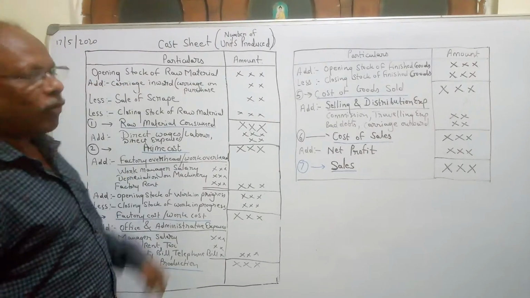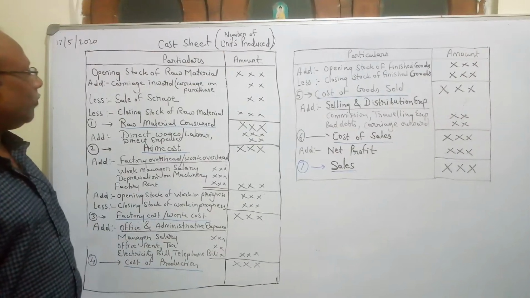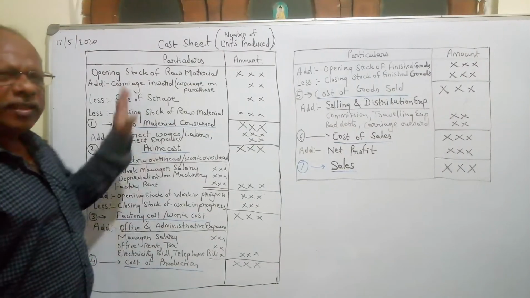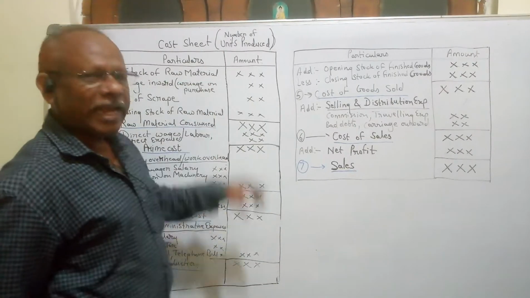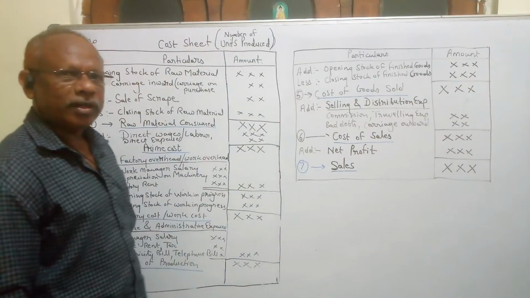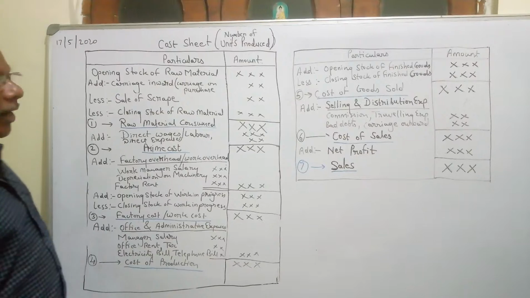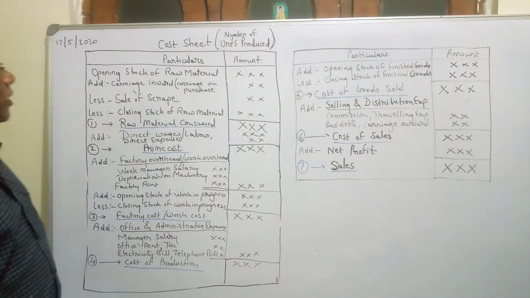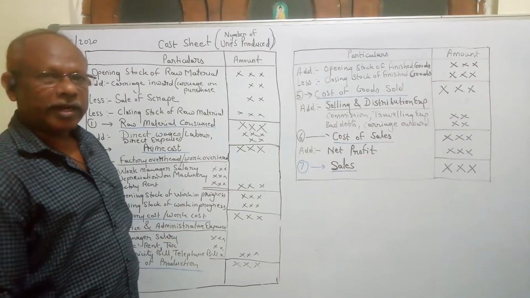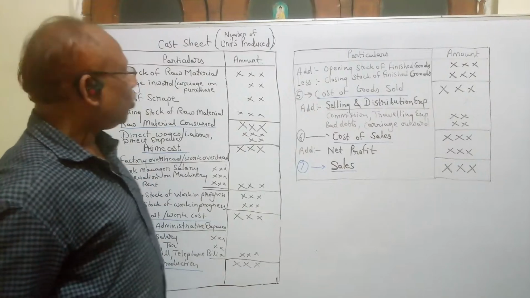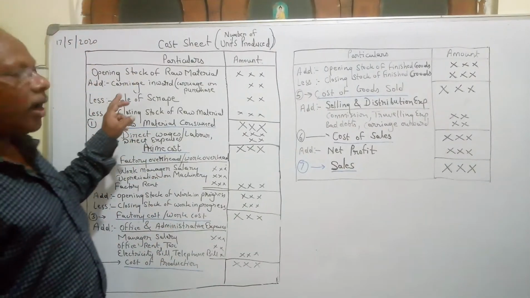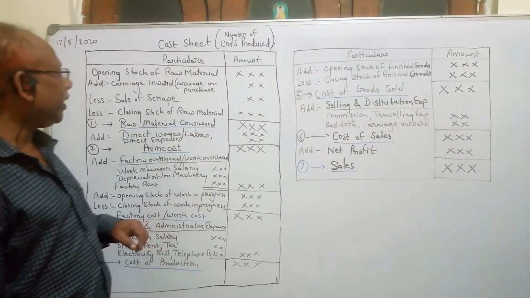So the opening stock of raw material is written first. You are given all these details in your problem's question, and the opening stock of raw material is written. Then add carriage inward, that is carriage on purchase, that is expenses on purchase. So expenses on purchase are added to the opening stock of raw material.